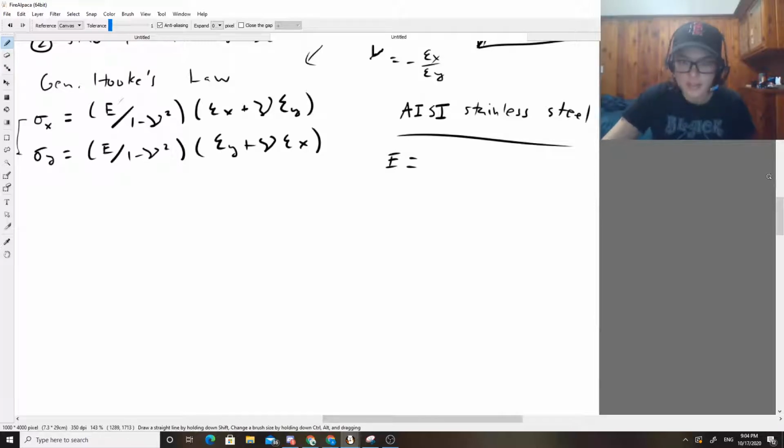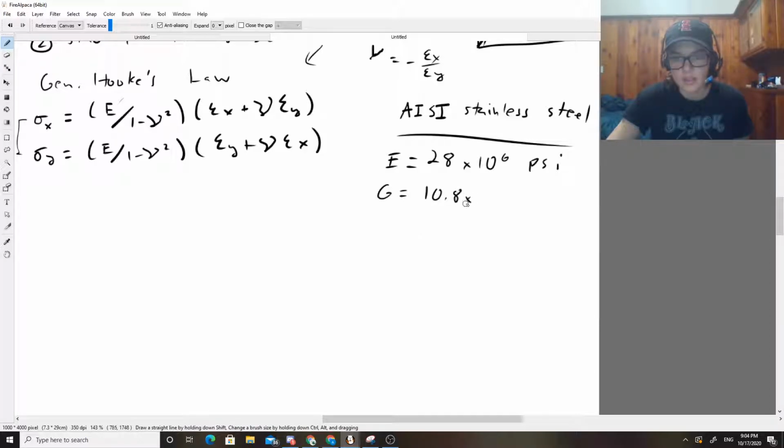And it says our modulus of elasticity is going to be equal to 28 times 10 to the 6th psi. And the book also gives us a modulus of rigidity, which is 10.8 times 10 to the 6th psi.